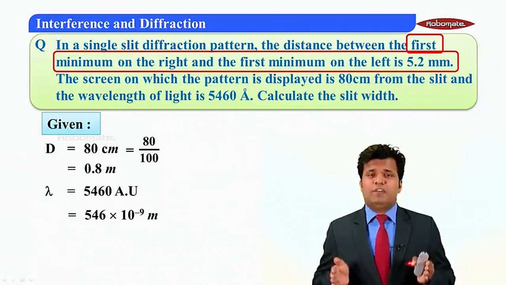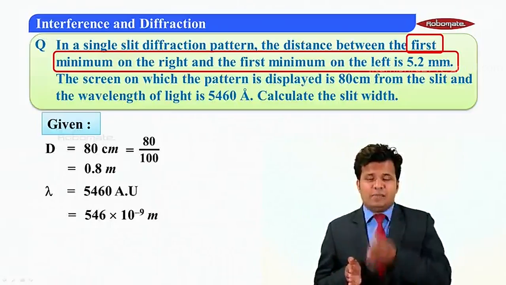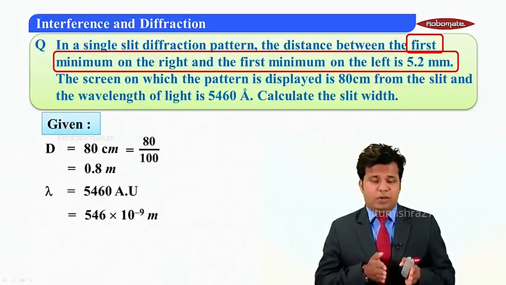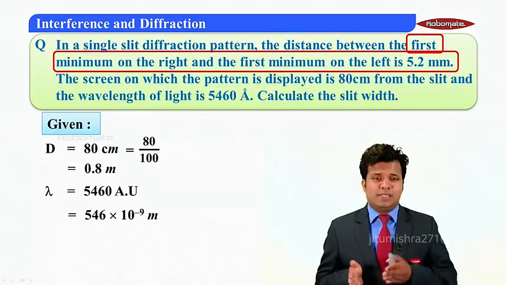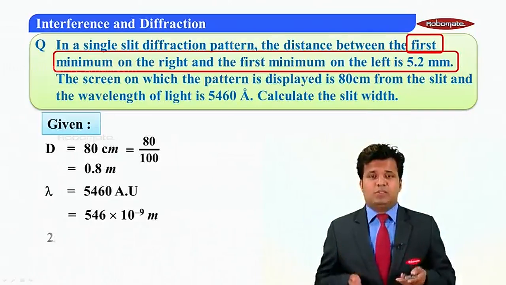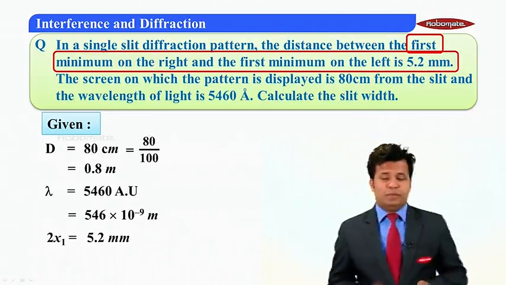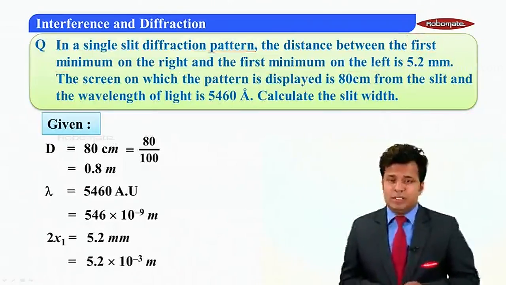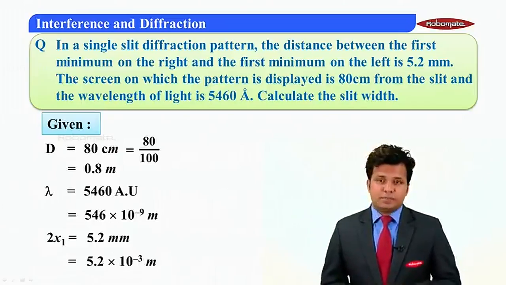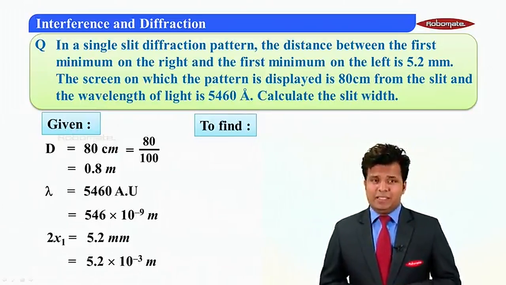Students, distances are always measured from central maxima. So the first minima on the right and the first minima on the left, these are two distances, that is x1 and x1, giving 2x1. So 2x1 can be written as 5.2 mm, which can also be written in meters by multiplying 10 to the power minus 3. So this is what is given in the question. To find is pretty clear.